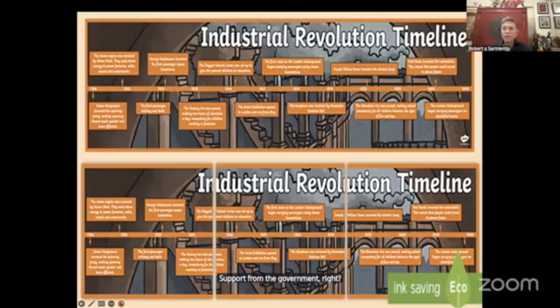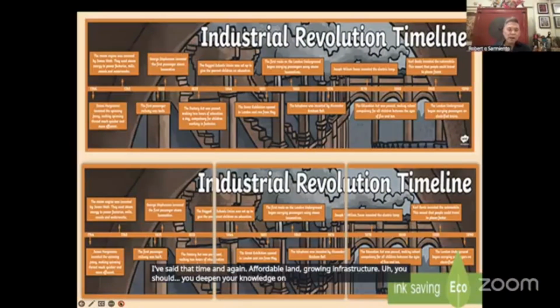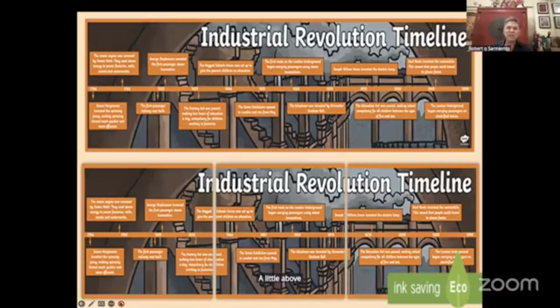So final takeaways, Central Luzon is the next frontier. I've said that time and again. Affordable land, growing infrastructure. You deepen your knowledge on this because we are still at a little above infancy stage, but there's so much room. Kumbaga sa kung fourth year college, we are still at grade 3. So much room. We are so far off yet from Vietnam.